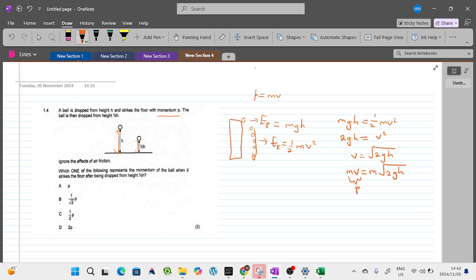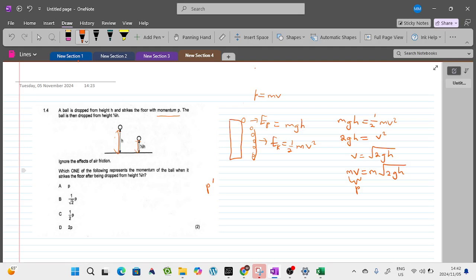This is the momentum of this ball when it's dropped at height h. This is the first momentum, so I represent it with p. Once we calculate the second momentum, I will represent it with p prime. So we want to find p prime, which represents the momentum of this ball when it is dropped at a height which is half.